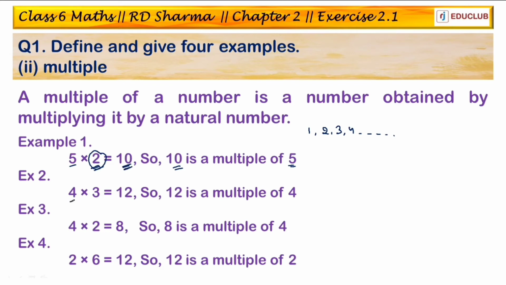Similarly, when 4 we are multiplying by a natural number 3, we are getting 12. So 12 is a multiple of 4. 4 is a number, we are multiplying it by a natural number 2, we are getting a result 8. So we can say 8 is a multiple of 4. Similarly, when 2 is multiplied by a natural number 6, we are getting 12. So we can say 12 is a multiple of 2. Any number we multiply by any natural number, the result is a multiple of that number.